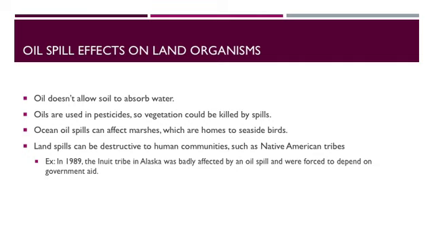Land spills can be destructive to human communities, such as Native American tribes. For example, in 1989, the Inuit tribe in Alaska was badly affected by an oil spill and was forced to depend on government aid. Their community became poor because the surrounding land they depended on was contaminated and destroyed.